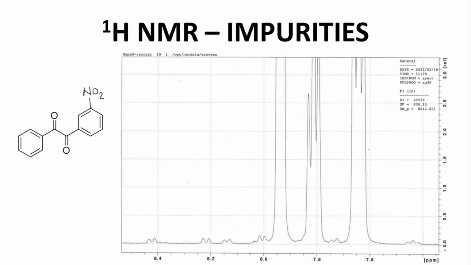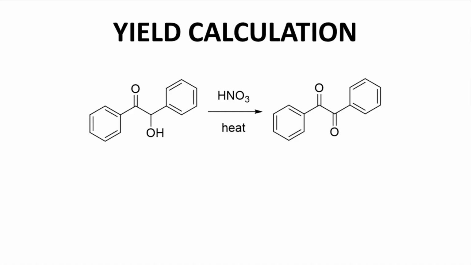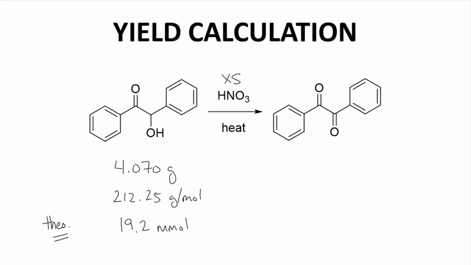Let's calculate the reaction yield. Here is our reaction again. So we used 4.070 grams of the starting material. The molecular weight is 212.25 grams per mole, so we used 19.2 millimoles of benzoin. I haven't performed the calculation for nitric acid, but we have a large excess of nitric acid. So benzoin is our limiting reagent, and 19.2 millimoles is our theoretical yield.